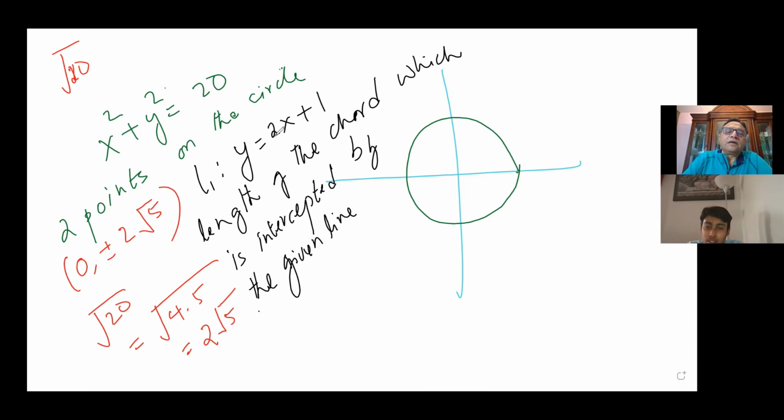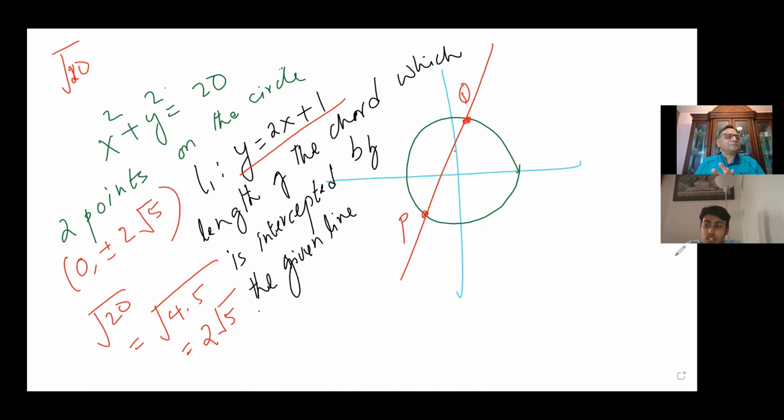Yeah. So we're given y equals 2x plus 1. So plus 1, slope 2. So the line will go like this, correct? Yes, sir. So you have to find these 2 points and then the length of the chord. Let's say these 2 points are P and Q. That is how you have to understand the question and then do it. How will you do it?